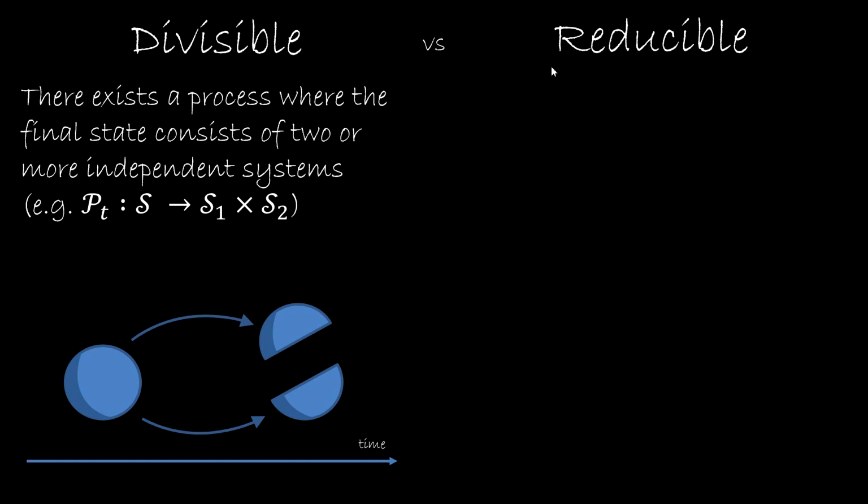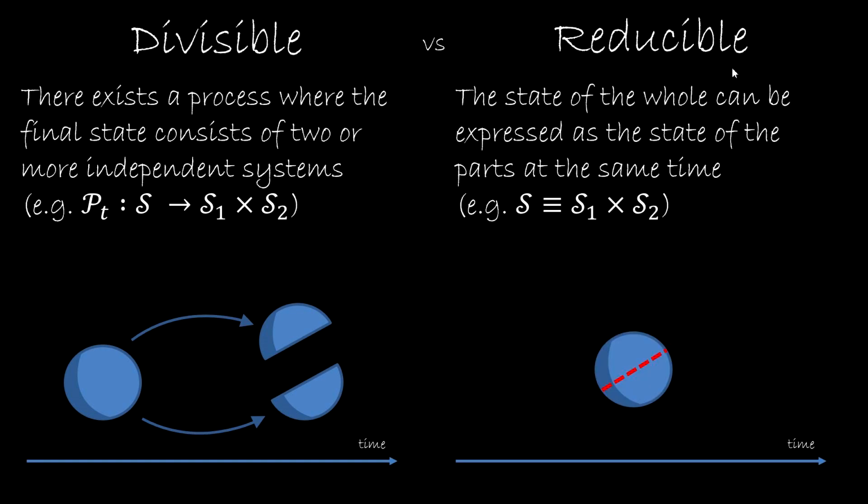On the other hand, a system is reducible if the state of the whole can be expressed as the state of the parts. The system is made of two or more parts, and describing the parts is the same as describing the whole. Note that the description is at the same time. Mathematically, the state S is equal to a pair of states, one for system S1 and one for system S2. Now this may seem like splitting hairs, but it's important, so let's look at a couple of examples.